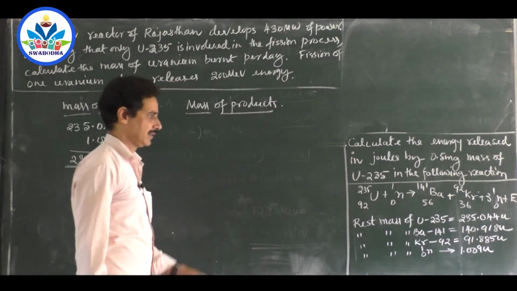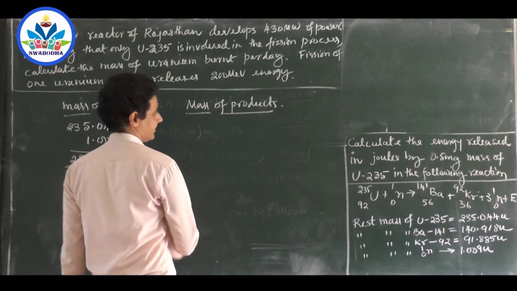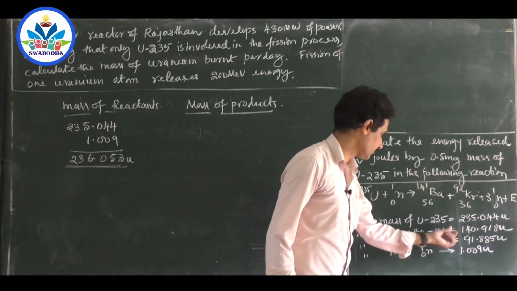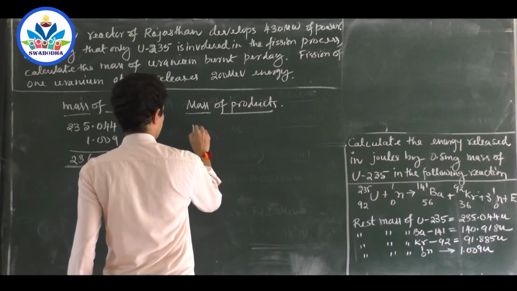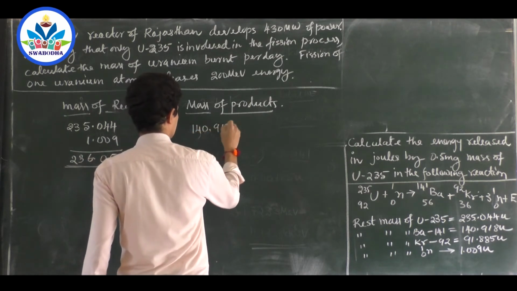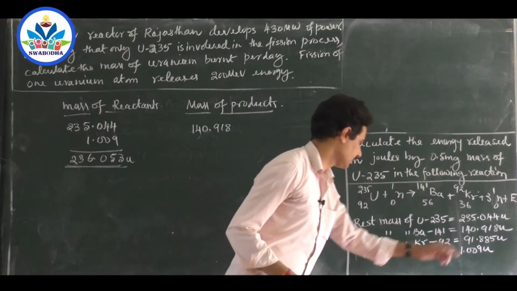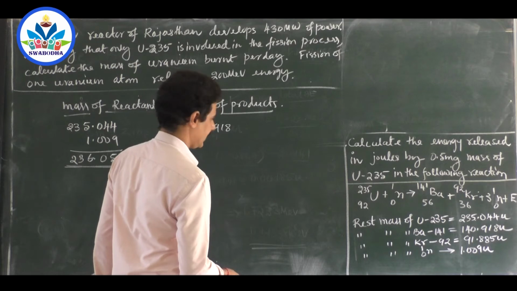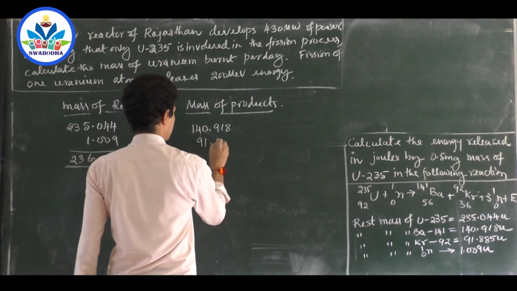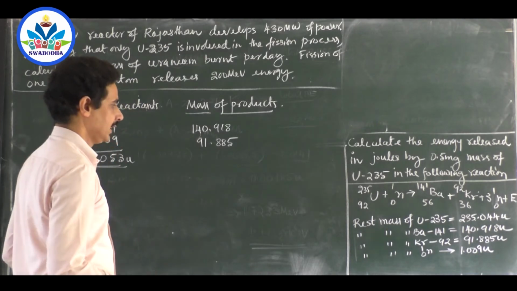What product do we get after the reaction has occurred? 1 barium nucleus. What is the mass of 1 barium? 140.918. Plus 1 krypton. How much is the mass of 1 krypton? 91.885 AMU, or atomic mass unit.